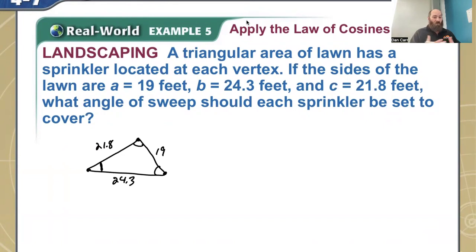So in this scenario, I have no angles that are known. So I'm going to say this is going to be angle A, B is going to be right here, and C is going to be right here because they're across from A, B, and C. So I'll just pick one to start with.